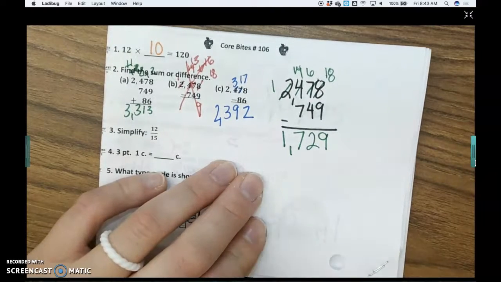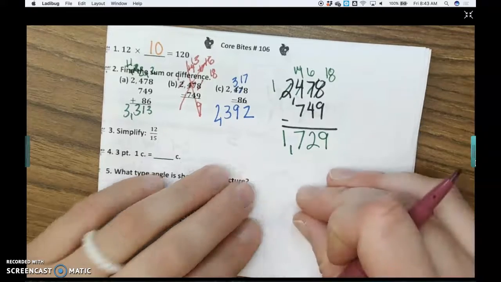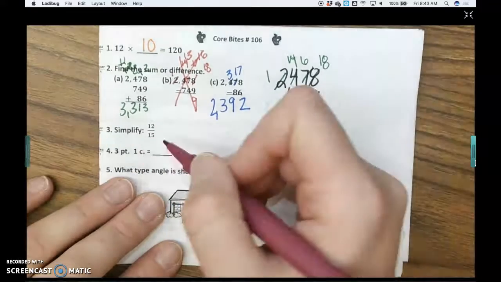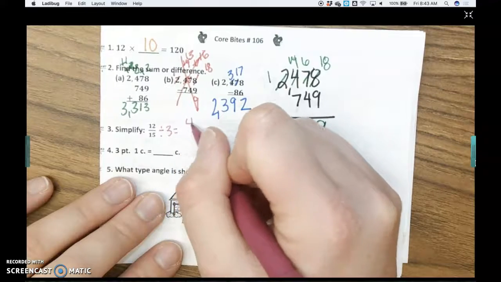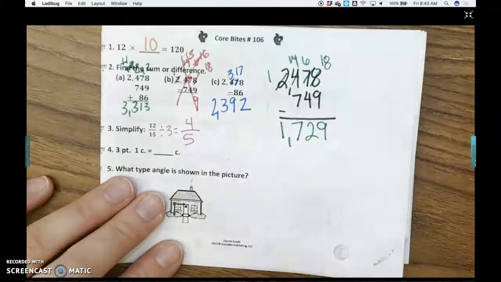For the next one, we're going to simplify the fraction. So if you know your factors, you know you can divide both of them by 3. So 3 times 4 is 12. 3 times 5 is 15.